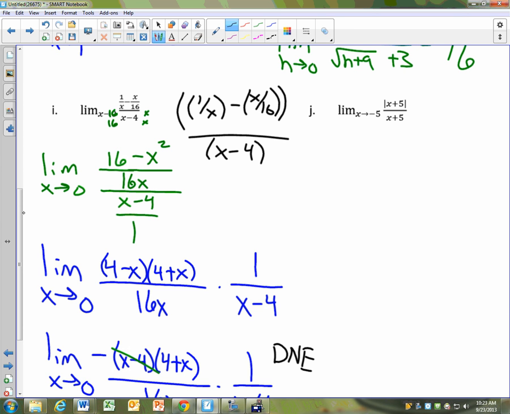Okay, last example. We want to plug in -5. The absolute value of -5 plus 5 is going to be 0 over 0. This does not work. Shh. Boys, girls. Shh. So remember that an absolute value can have two possible values. It can have the positive as well as the negative, right? So you can really consider this as the limit as x goes to -5 of either -x minus 5 over x plus 5, or the limit as x goes to -5 of x plus 5 over x plus 5.